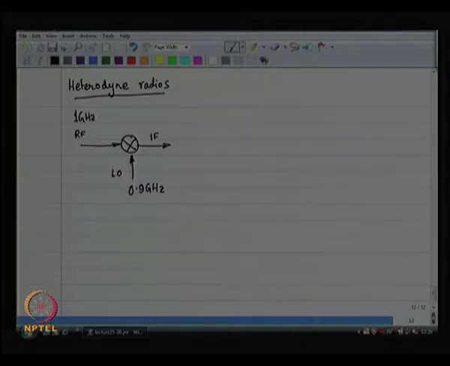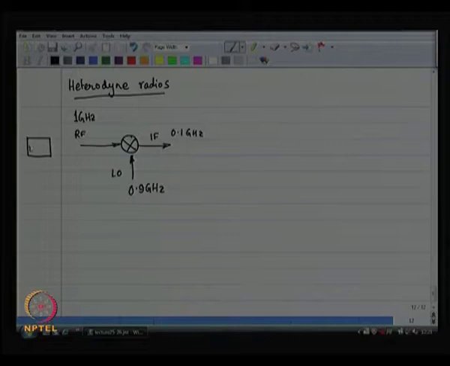When I multiply a 1 gigahertz signal with a 0.9 gigahertz signal, I expect two output frequencies. I expect something coming out at 1.9 gigahertz, something else coming out at 0.1 gigahertz. Okay. Of course, I am going to low pass filter this, and I am going to take the something which is produced at 0.1 gigahertz, right. This 0.1 gigahertz is the intermediate frequency, also called the IF.